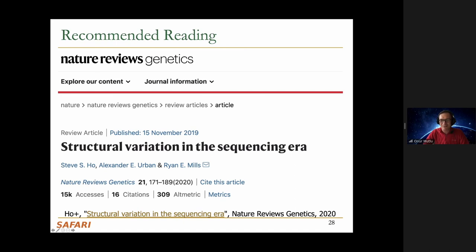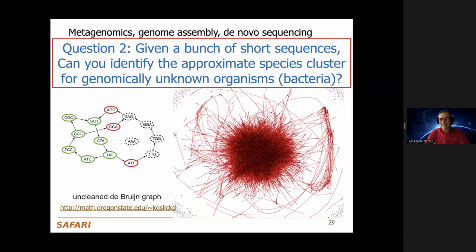And if you're interested, I would recommend looking into this paper that was recently published. It talks about structural variation in more recent sequencers, and they talk about a lot of interesting studies as well as the computational bottlenecks. Okay, there are other examples of studies that could be very useful. I like metagenomics, for example, or genome assembly or de novo sequencing. These are enabled by asking a question that looks like this, basically.